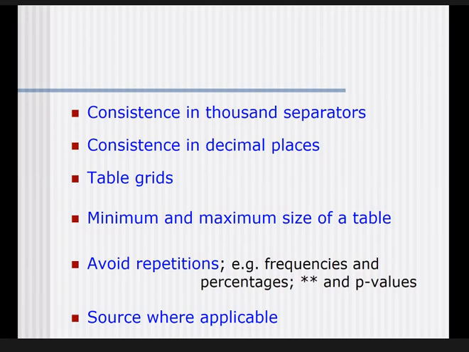So be consistent with those 1,000 separators. Don't separate some figures and not separate others. Be consistent. We also need consistency in decimal places: 0.24, then 0.1, then 0.623. You are mixing 3 decimal places, 2 decimal places, 1 decimal place in one table. Be consistent and choose either 1 decimal place or 2 decimal places or 3 decimal places, but not a mixture of all those.